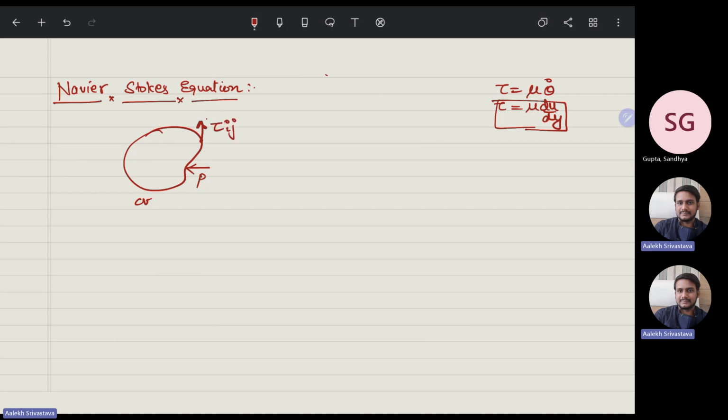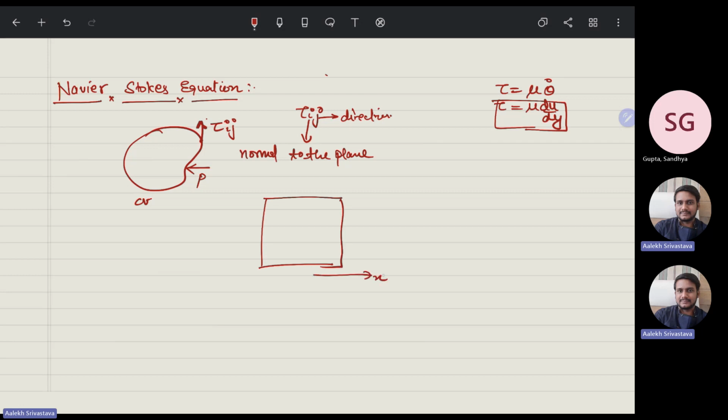It is called tau ij because this notation indicates the normal to the plane where it is acting, and this indicates the direction. So suppose in a Cartesian coordinate system, if you say, this is my Cartesian coordinate system.